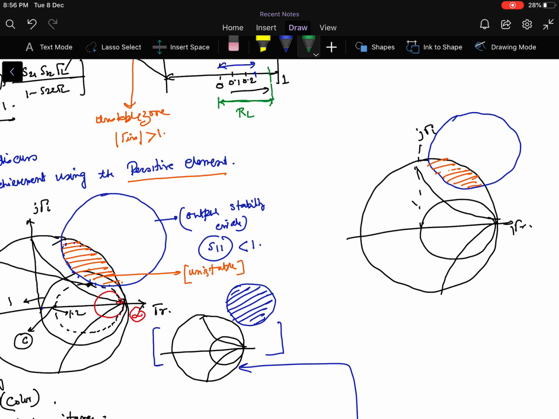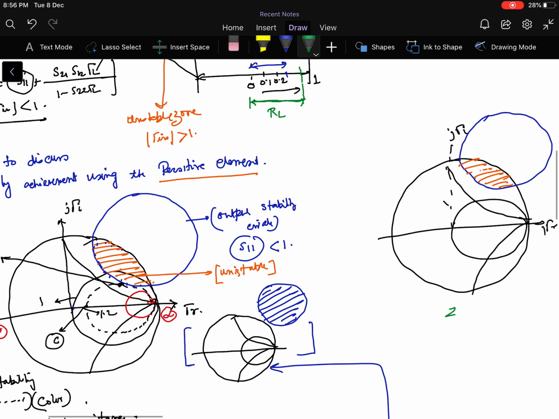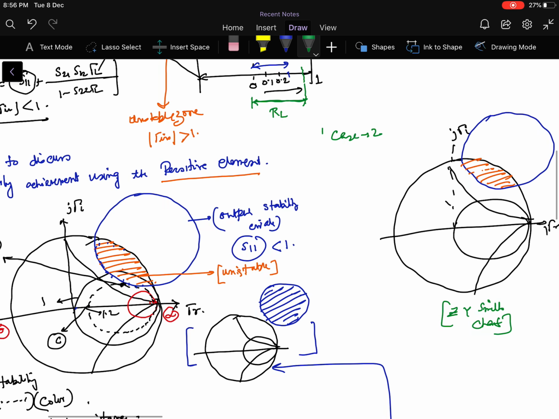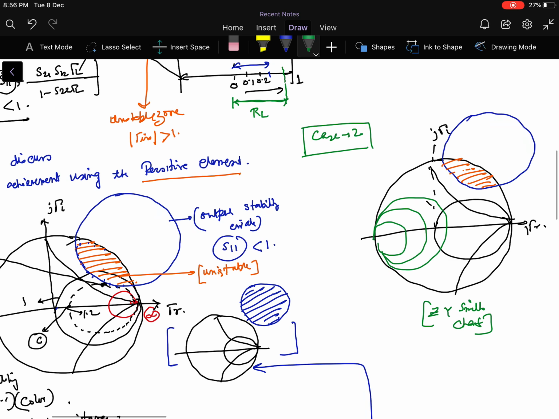Last time we made a tangent with the constant resistance circle. Now the same thing I am showing in the ZY Smith chart. So I am marking it as case 2, the case 2 ZY Smith chart. What will happen is my constant conductance values are here. The constant conductance value is infinity, and let's say it is 0.